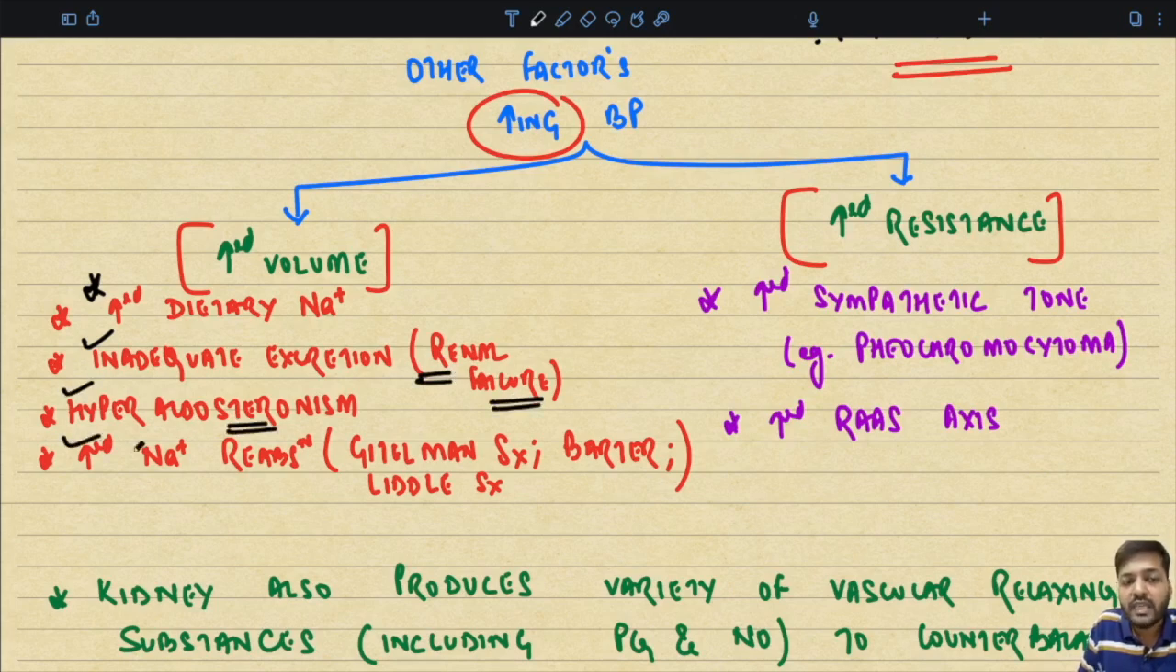hyperaldosteronism, or increased sodium reabsorption, as in genetic conditions like Gitelman syndrome, Bartter syndrome, Liddle syndrome. So these are other factors which are causing a rise in the blood pressure.